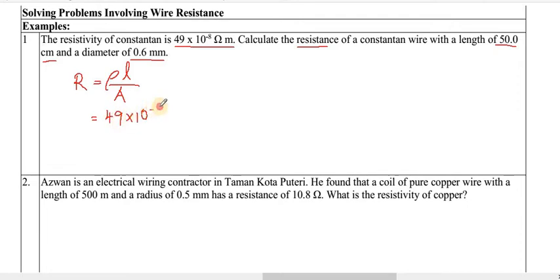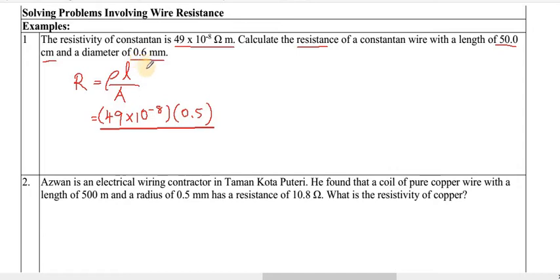So we can calculate the resistance by taking the resistivity of the constantan, 49 times 10 power by negative 8, and then times the length. The length given is 50 centimeter. We must change it into meter. So 50 centimeter is 0.5 meter. And then divide by the cross-sectional area. The diameter is given as 0.6 millimeter, but we need the cross-sectional area. That means we must calculate the cross-sectional area from the diameter.